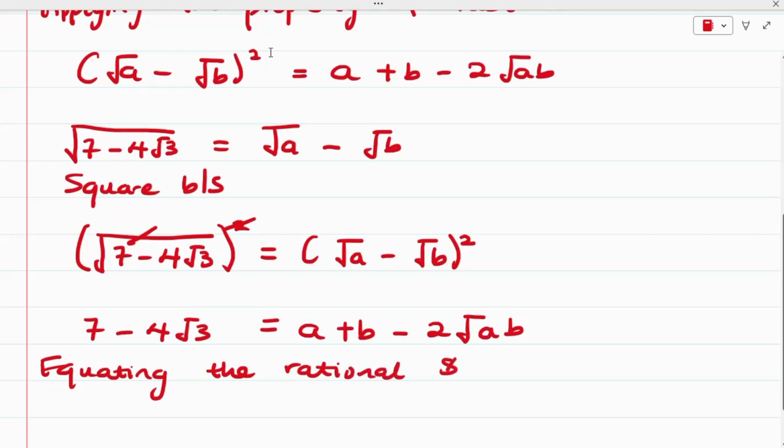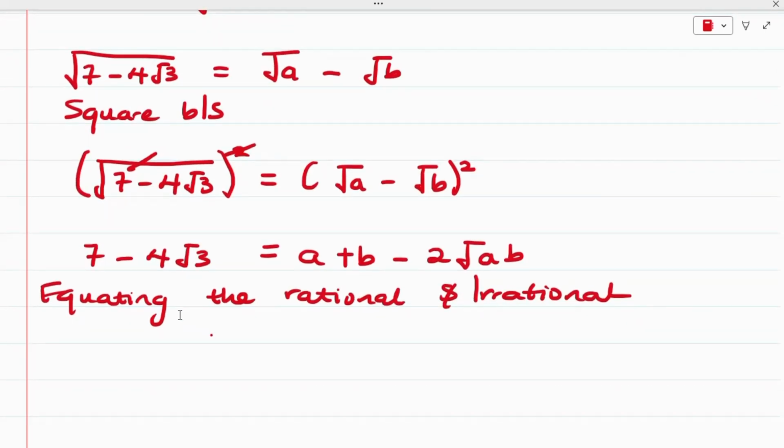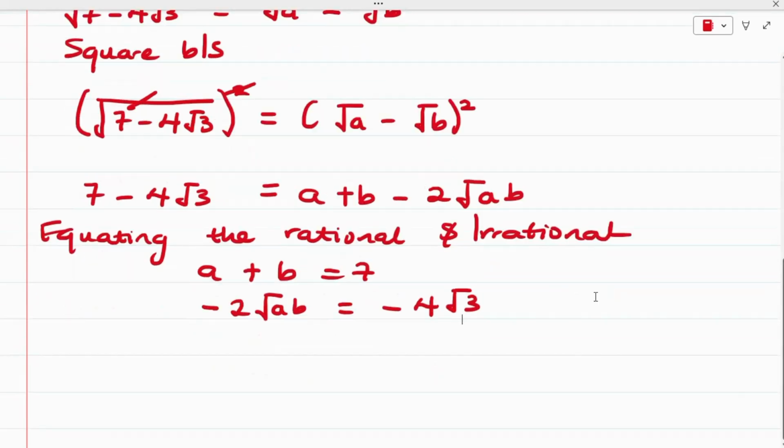So the next thing guys we want to do right here is to simply equate the rational and the irrational parts of this equation. Equating that right here, we have that a plus b is equal to 7 and minus 2 the root of ab is equal to minus 4 the root of 3. So we can easily call this equation 1 and call this equation 2.